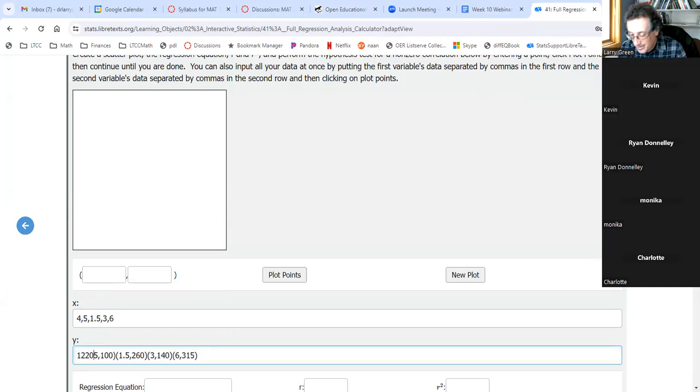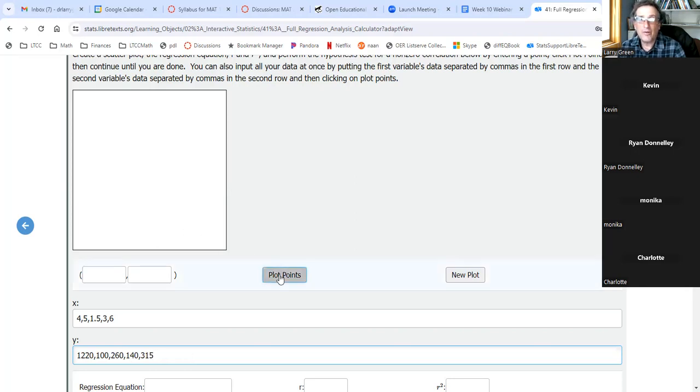Then we had 100. Then we had 260. Then we had 140. Then we had 315. Any questions on the X's and the Y's? Because these are points, and you usually call the first variable or the first coordinate X and the second coordinate Y. Is that clear so far?